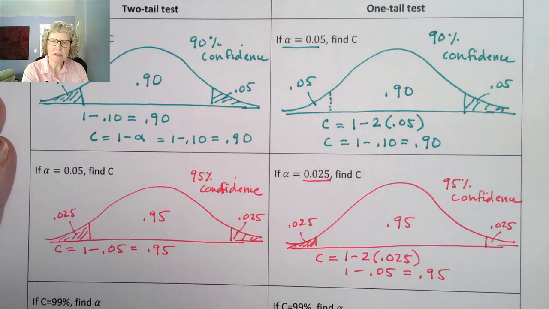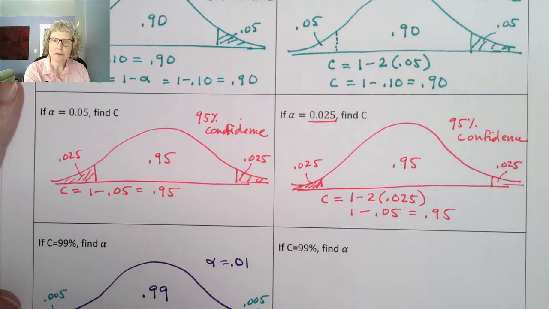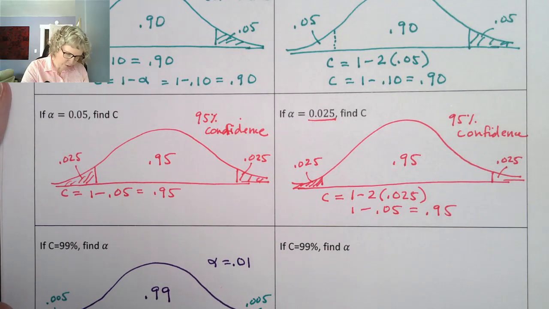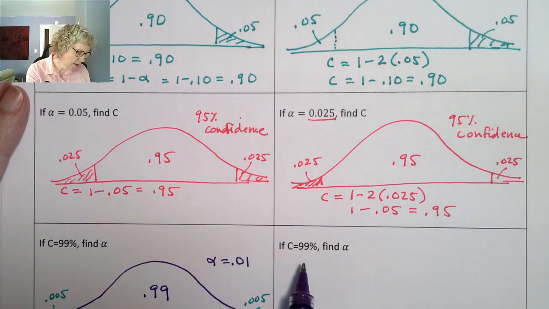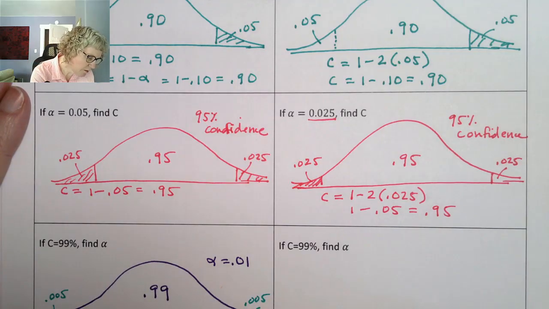Now I have some formulas at the bottom, but I find it easier just to draw a little picture each time. That's what I do. But I will show you the formulas too, so you can do it either way. Before that, let's do our third one. Let's go the opposite way. Okay, if C is 99%, find alpha.